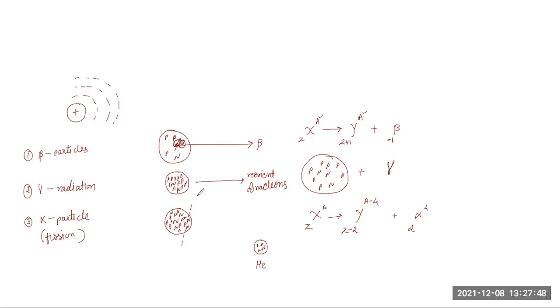And in this way, any nucleus will always try to become stable by opting for a method of radioactivity in which it will emit either alpha, beta, or gamma, depending upon the best suited method to attain stability.